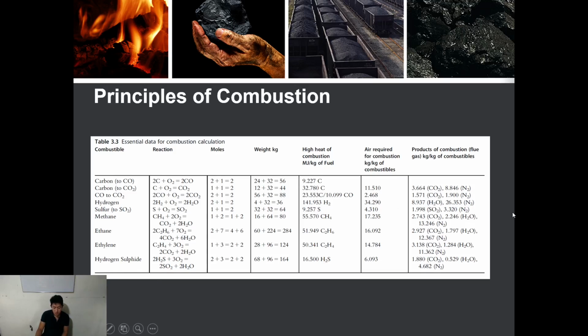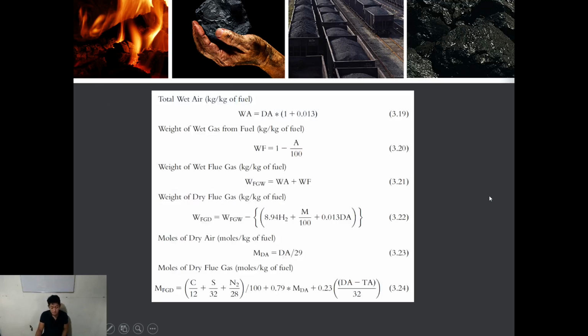And the number of moles. Required air 11.51. Okay, so these are the equations in the book. We use them in order to determine the amount of air and the amount of flue gases.